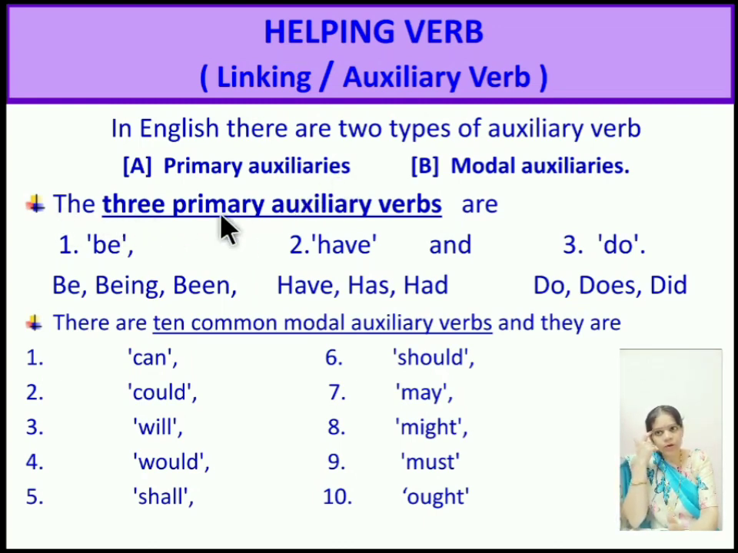The three primary auxiliary verbs are be, have and do. We have all gone through it already many times. Let's revise the forms of be: be, being, B-E-I-N-G, and been, B-E-E-N. Have, has and had. Do, does and did. And then we've got 10 types of the common modal auxiliary verbs over here.